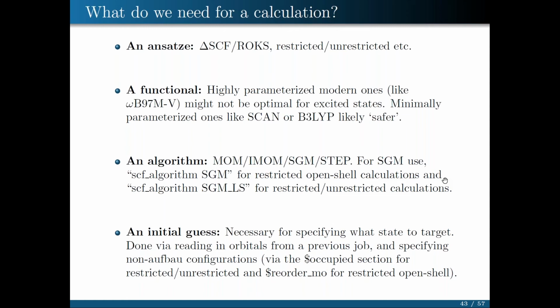Omega B97M-V is an excellent functional for doing any kind of ground state energy calculation, but it might not be the best choice for excited states as it was not trained on those at all. So something more minimally parameterized like SCAN or B3LYP is likely a safer choice because they probably are less likely to deviate from ideal behavior as they have much fewer parameters. Then we would need to pick an algorithm depending on your taste for whether you like repeated diagonalization, for which you could go to MOM or STEP, or do square gradient minimization if you are like me and love GDM type direct minimization approaches.